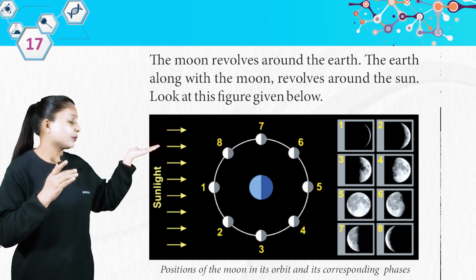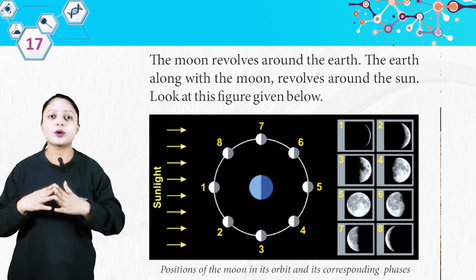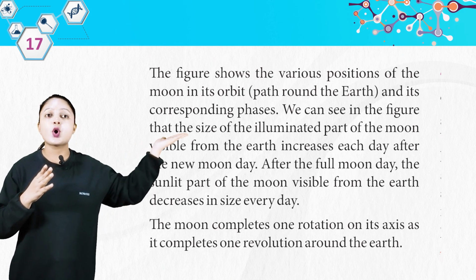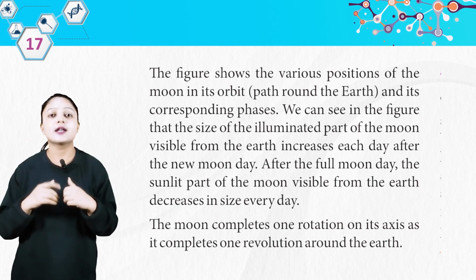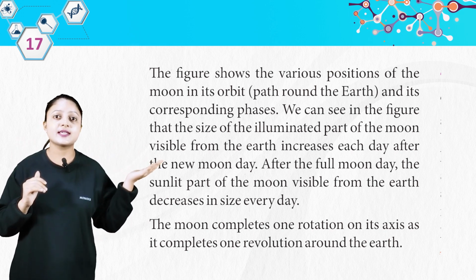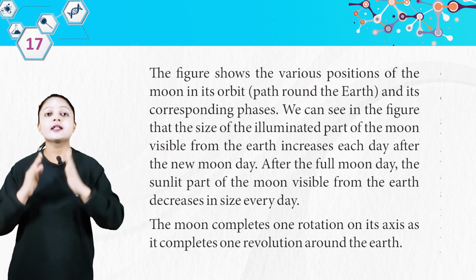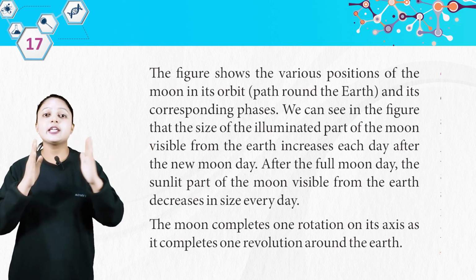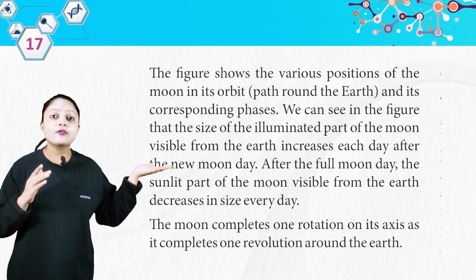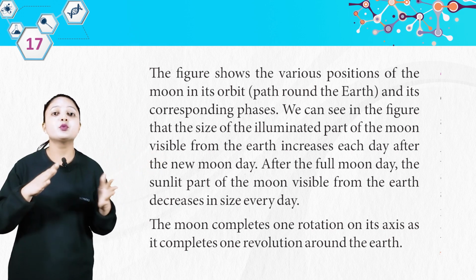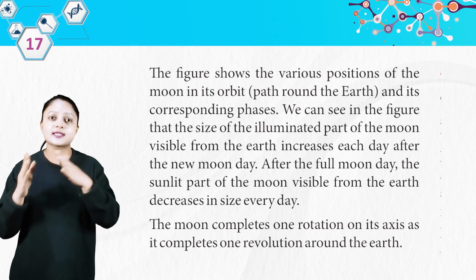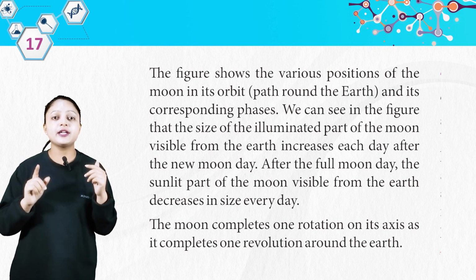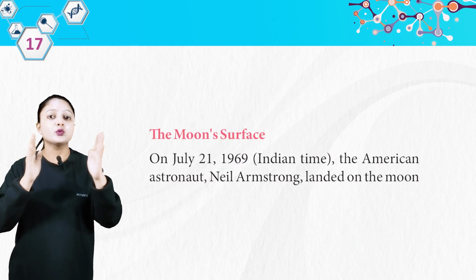Look at this figure given below. Position of the moon in the orbit and its corresponding phases. The figure shows the various positions of the moon in its orbit, path round the earth, and its corresponding phases. We can see in the figure that the size of the illuminated part of the moon visible from the earth increases each day after the new moon day. After the full moon day, the sunlit part of the moon visible from the earth decreases in size every day. The moon completes one rotation on its axis as it completes one revolution around the earth.